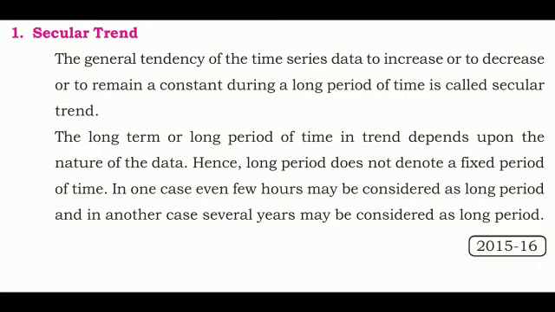What is the meaning of secular trend? It says that which consistently increases or decreases or remains constant over a long period of time, that is called as secular trend. And this secular trend is over a long period of time. The long term or long period of time in a trend depends on the nature of the data. So hence, long period does not denote a fixed period of time. In one case, even few hours may be considered as long period, or in another case, several years may also be considered as long period.